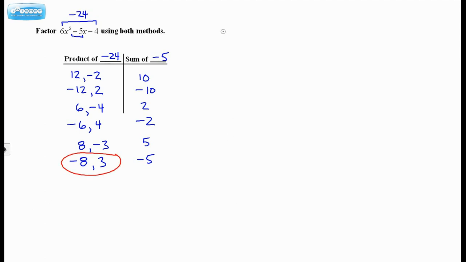So we begin by writing out the trinomial, but instead, this middle term, I'm going to break it into two pieces. But not just any two pieces. I'm going to break it up according to these two numbers here. So it's 6x squared minus 8x plus 3x minus 4. Again, if I was to combine these two terms, I would get negative 5x. But I want to break these down so I can factor by grouping.